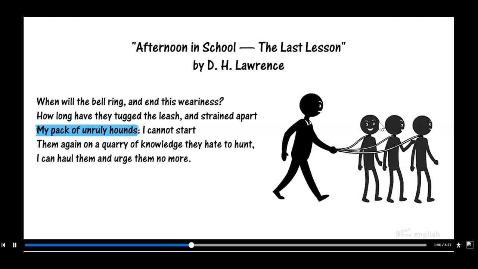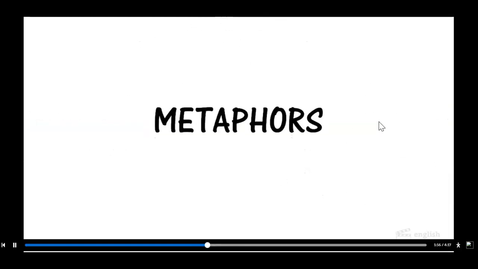That's a great example of an author using a metaphor to make a powerful point. It really makes us see a group of students in an unexpected way, doesn't it? Metaphors are another tool authors and poets use to evoke emotions.